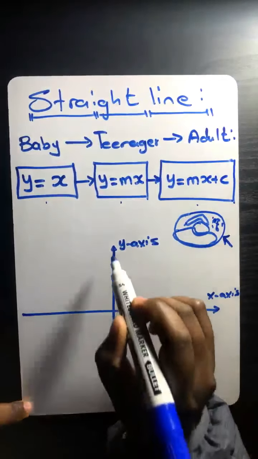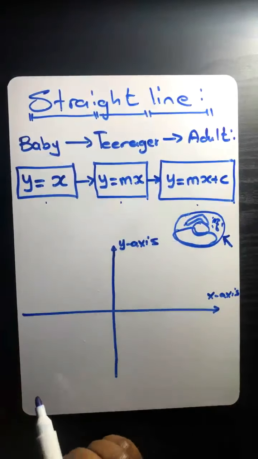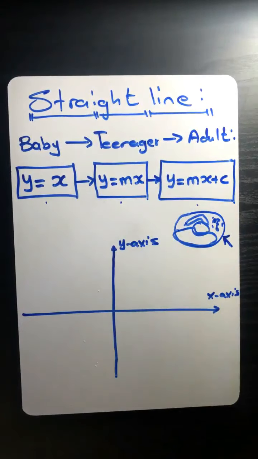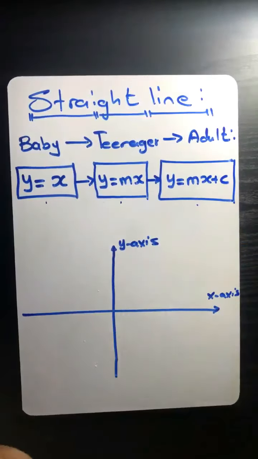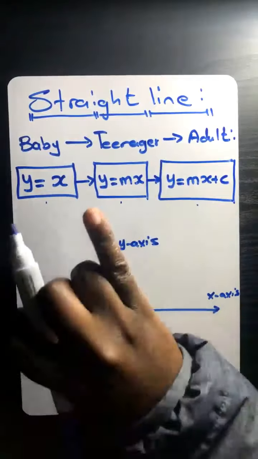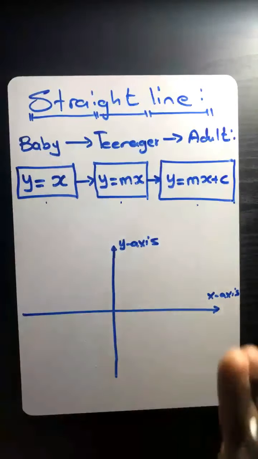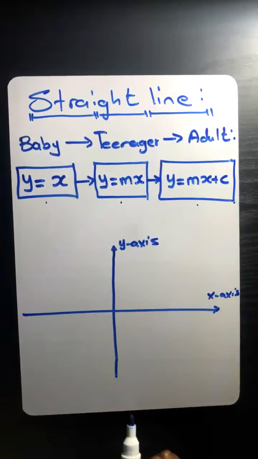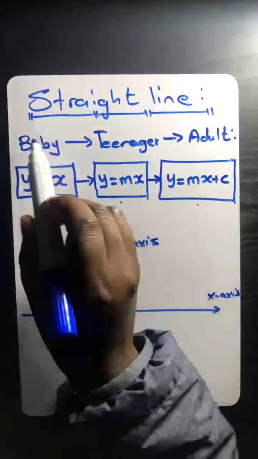Good people, we use a Cartesian plane to do what? To draw functions, which means at all times functions are drawn on a Cartesian plane. Which type of functions can be drawn on a Cartesian plane? We've got a straight line, we've got a parabola, we've got a hyperbola, we've got exponential. But in today's lesson, we'll be looking at a straight line and possibly a parabola. So for now, I'm only talking about a straight line at a baby stage.